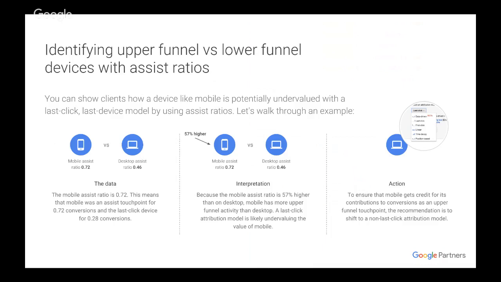Therefore, a last click attribution model is likely going to undervalue and not consider at all the efforts and actually the usefulness of mobile in this conversion journey. So now that you have the data, you interpreted it, it's time to take action. What you should do is ensure here that mobile gets credit for its contributions to conversions as an upper funnel touchpoint. We're helping here with this more generic keywords, upper funnel, and the recommendation is to shift to a non-last click attribution model so you can understand this better. And as we were saying, act on it.